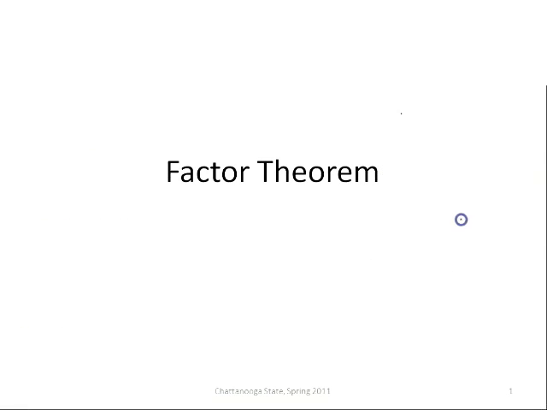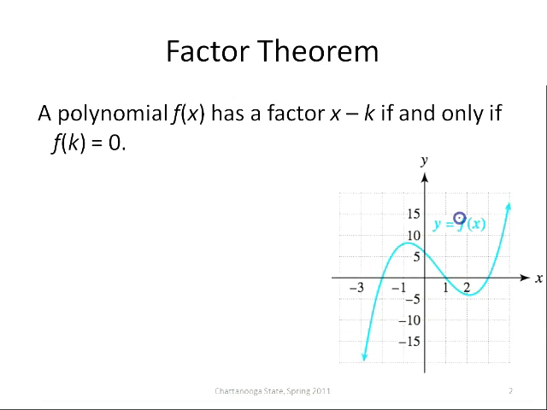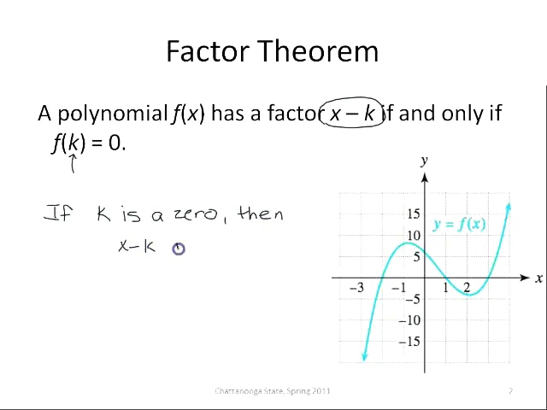The factor theorem states that if you have a polynomial function, it's going to have the factor x minus k if and only if the function value at k equals 0. So, if k is a 0, then x minus k is a factor.